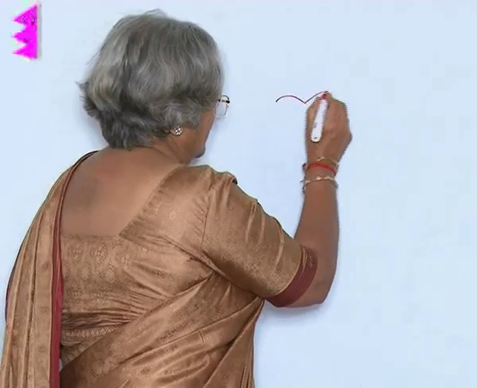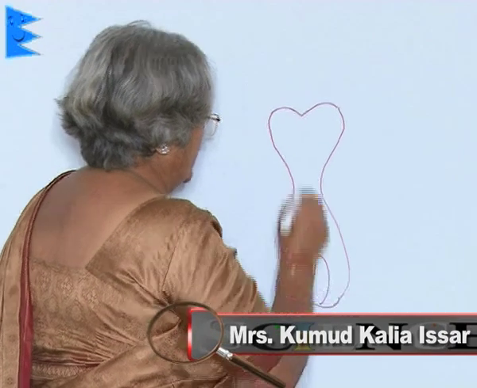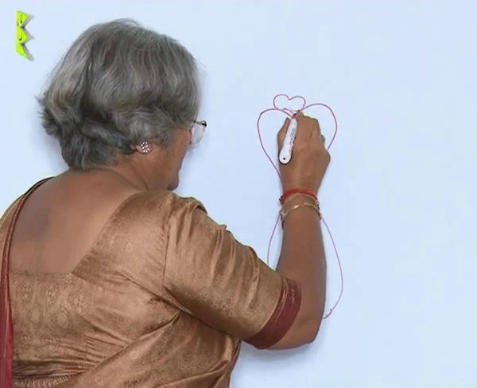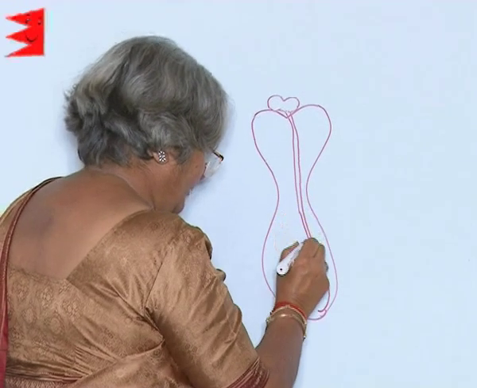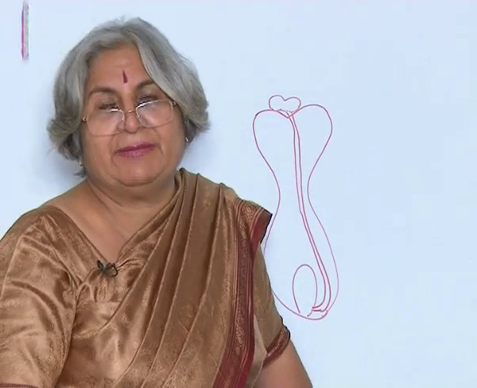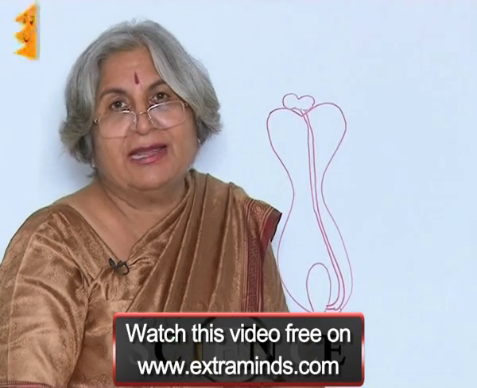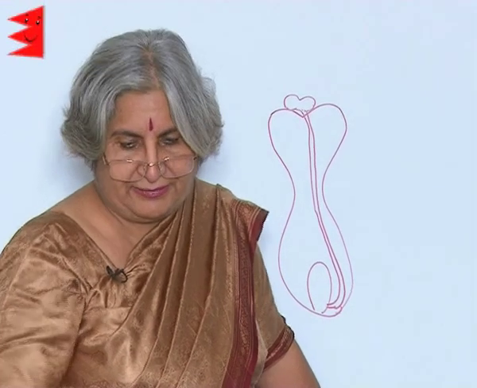Now see, if this is the pistil, this is the ovule here, and here is the pollen grain. This pollen grain forms a tube called pollen tube, and with the help of this pollen tube, it carries the male gamete to the female gamete. Once male gamete reaches the female gamete, then both unite with each other and the resultant cell is called zygote. And this fusion of male and female gamete is called fertilization.